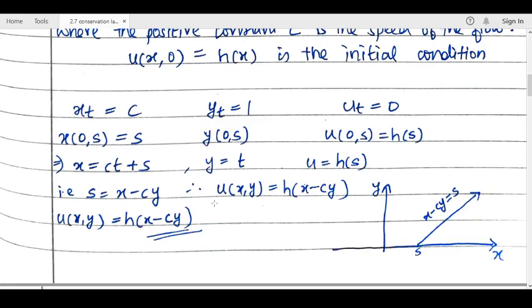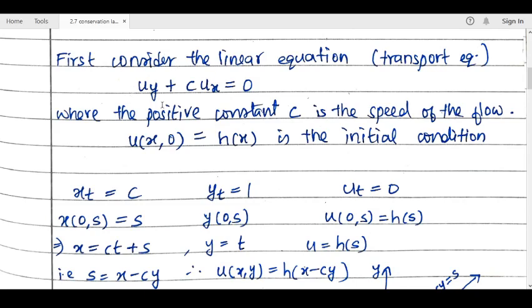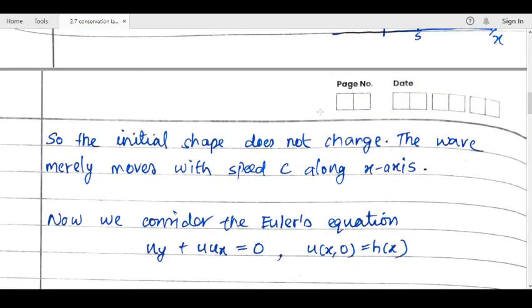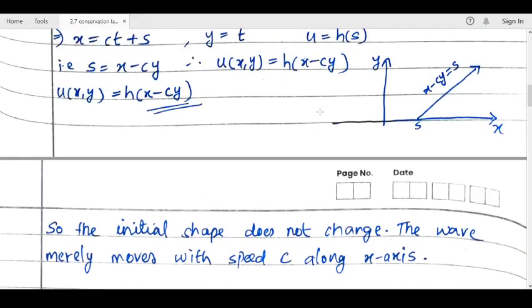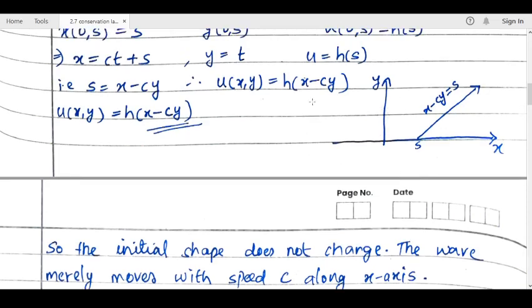In this way we can see that there is no problem in solving the linear case. So we have seen how to get the solution of the transport equation. It is quite easy. Here in this problem we say that the initial shape does not change. The wave moves with speed c along the x-axis. As s increases, you have speed curves like this. The initial shape is not changed because u is a constant that is carried along.